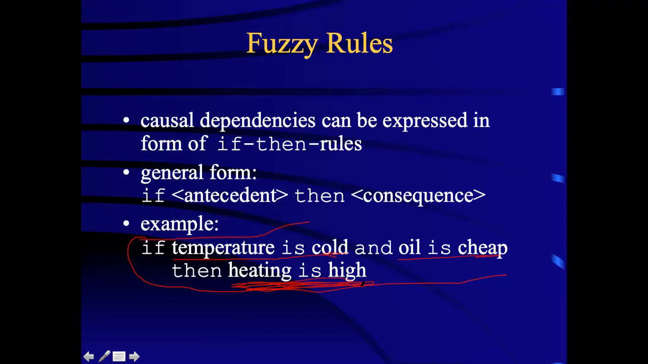Whereas previously, if you look at the previous rule base or expert systems, that is not possible. There you had to give a range, so you would have to say: if the temperature is between, let's say, 0 degrees and 20 degrees, then, and the oil prices fall in this bracket, then heating falls in this bracket. So there you have to give temperature ranges.